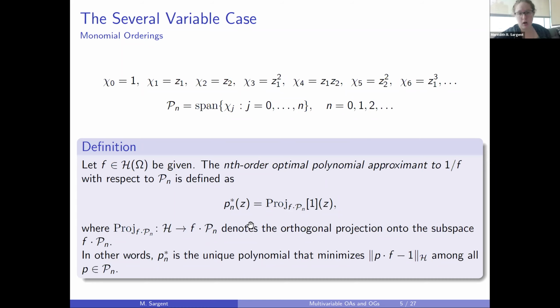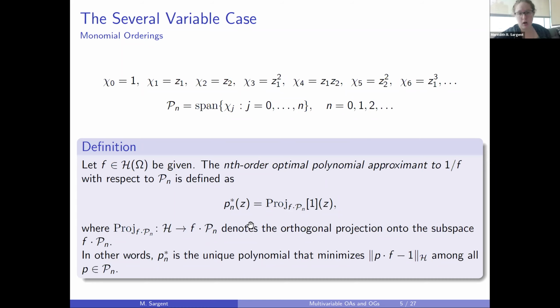I'm pretty sure this should actually say f times Pn. But you can still find your optimal approximant by just doing this projection. And that's how orthogonal projection works, it will minimize this norm.